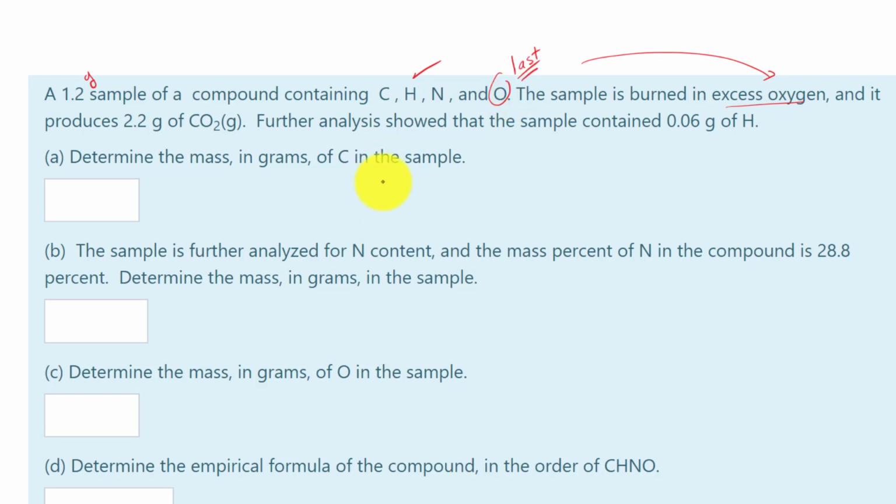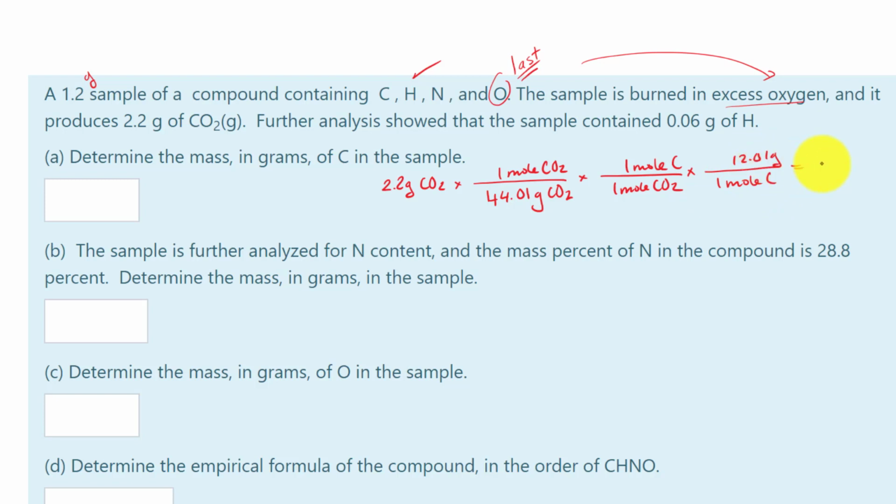So what do we have? 2.2 grams of CO2 converted to mole. By now, you should memorize the molar mass of carbon dioxide. And then from there, we convert to moles of carbon. That's just a 1-to-1 ratio. And then we convert to mass of carbon, 12.01 grams.